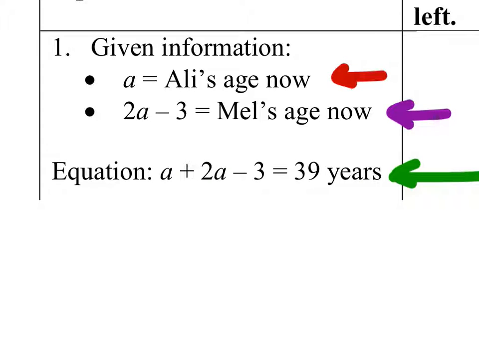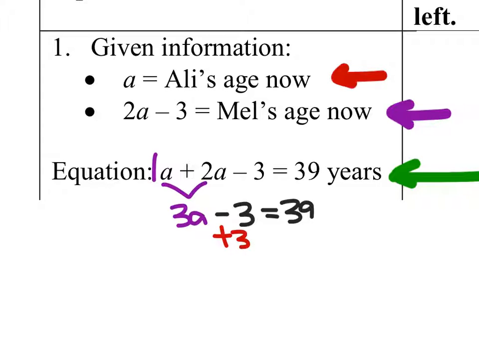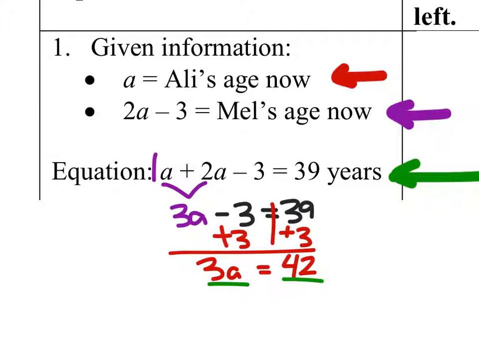Alright, in solving this equation, we got this 1A, so we'll combine it with these 2 A's, giving us 3 A's. We got minus 3 equals 39. Then we'll add 3 to both sides. So 3A equals 42. And then divide both sides by 3. And we see that A is 14.